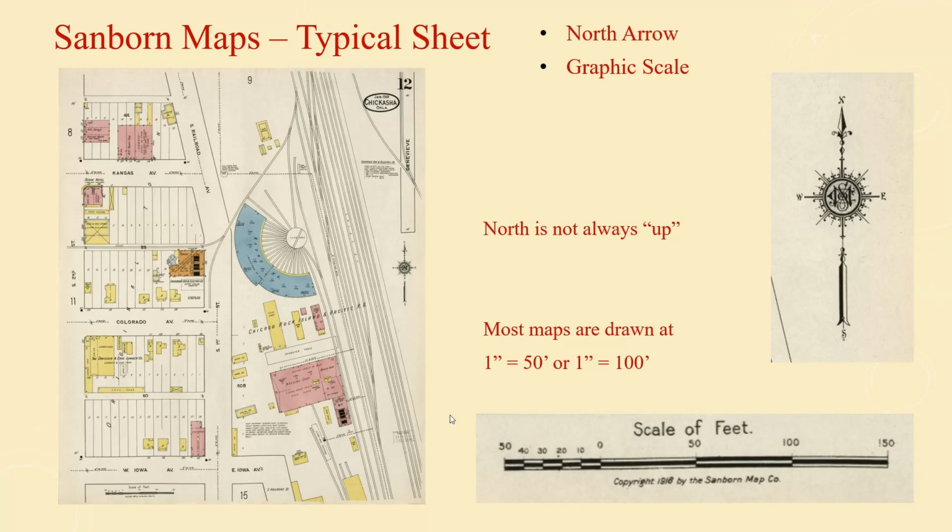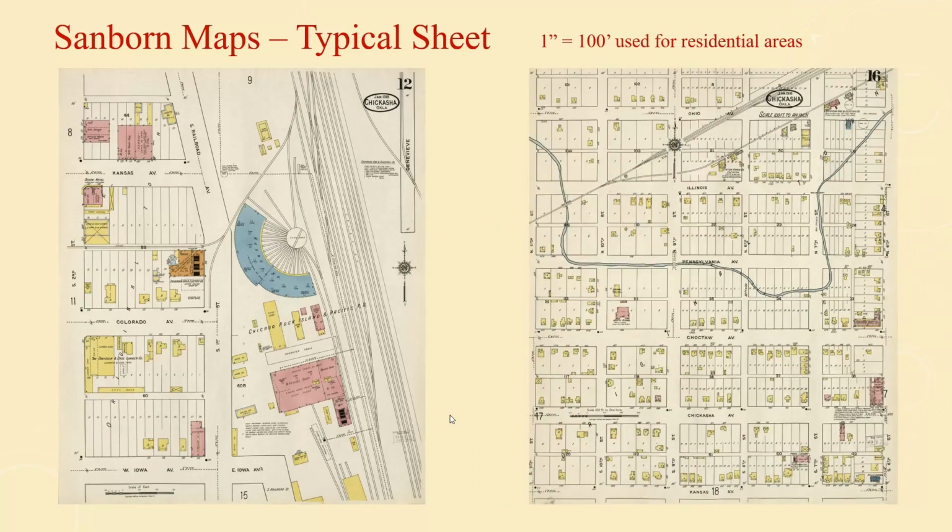You'll always see a graphic scale. Most maps are drawn at 1 inch equals 50 feet or 1 inch equals 100 feet. The congested areas downtown were 1 inch equals 50. When you get into the residential areas where it's not as congested, they would do those at 1 inch equals 100 feet.